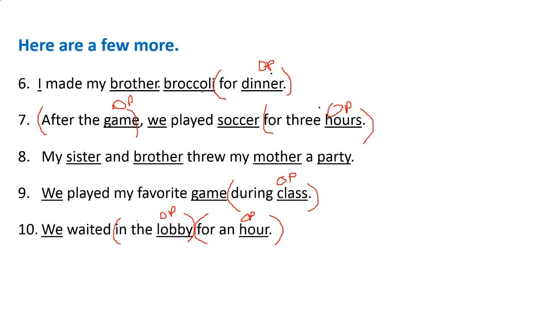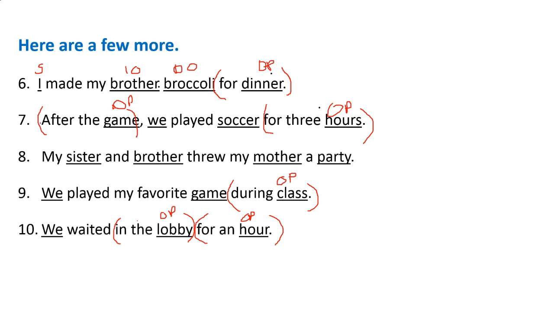Okay, I made my brother broccoli. I am the subject of the sentence. What did I make? I made broccoli, so this is going to be my direct object. And as always, who did I make it for? Brother is going to be sandwiched between the verb and the direct object, so this is going to be your indirect object.